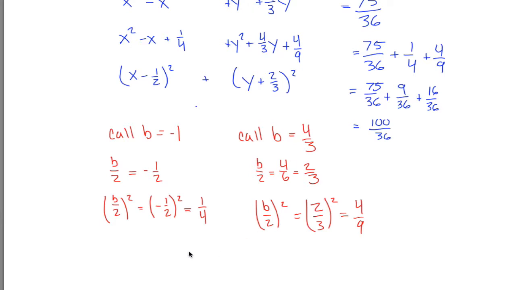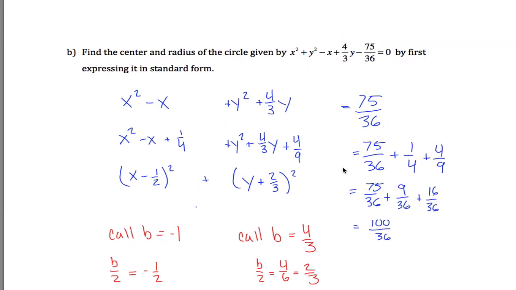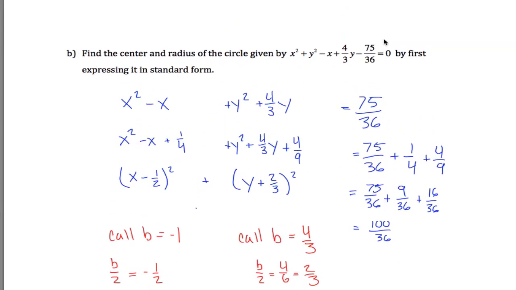So what I'm saying is that the standard form of this circle is (x - 1/2)² + (y + 2/3)² = 100/36. This is the standard form of the circle. Now that we know the standard form of the circle, we can go up and answer the question. The question said, what's the center and what's the radius?